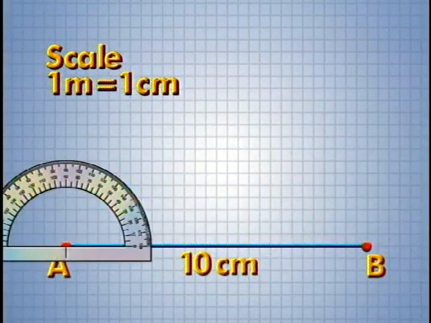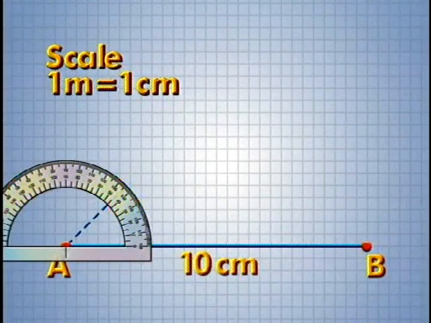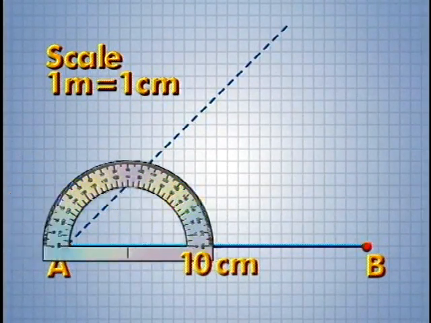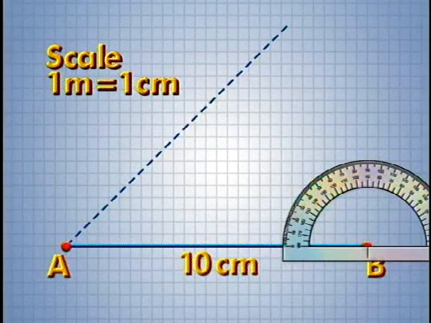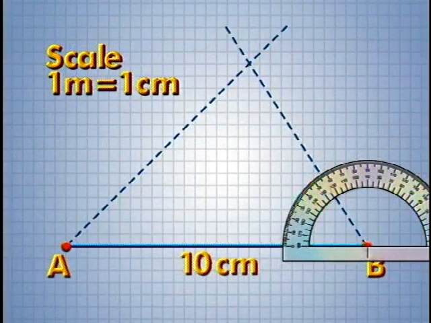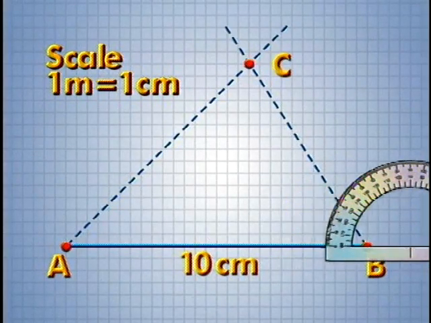Using our protractor at point A, we measure an angle that is the same number of degrees as the angle we measured outside for point A. Let's mark and draw the angle. At point B, we do the same thing. Now measure an angle that is the same number of degrees as the angle we measured outside for point B. As you can see, the two lines intersect. We mark the point of intersection as point C.